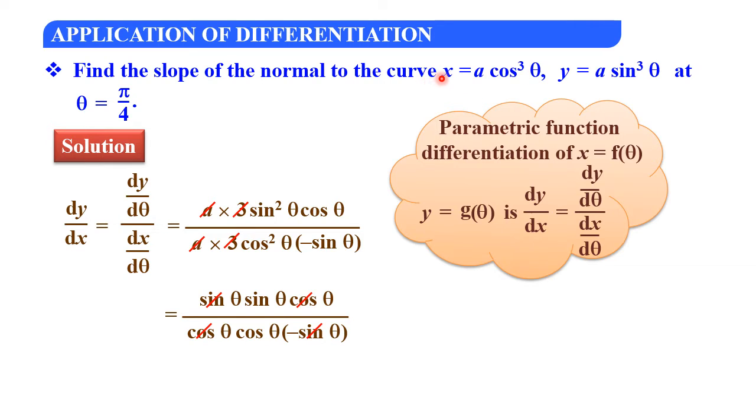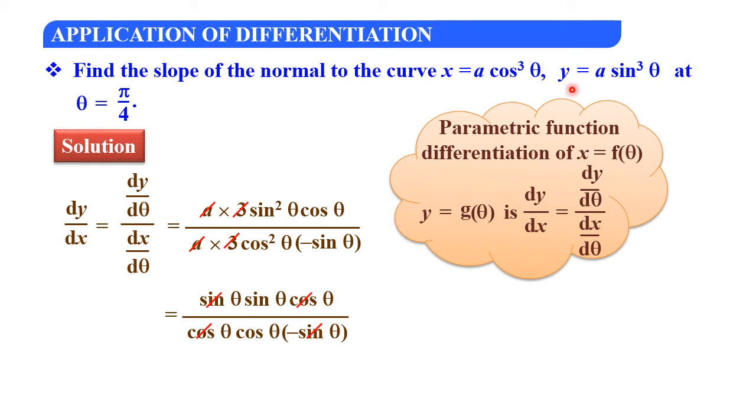Now first find the differentiation of x with respect to theta. Afterwards find the differentiation of y with respect to theta. So dy by dx equal to, dy can be written as dy by d theta, and dx can be written as dx divided by d theta.